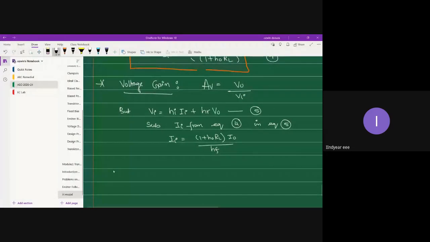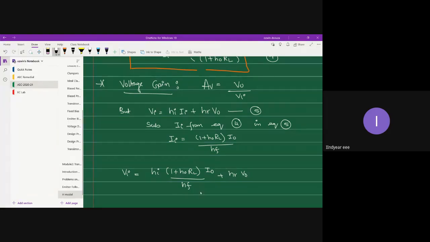So what do we have? We have Vi is equal to Hi into II. In place of II, we have this expression: 1 plus H naught into RL into I naught divided by HF, plus HR into V naught.